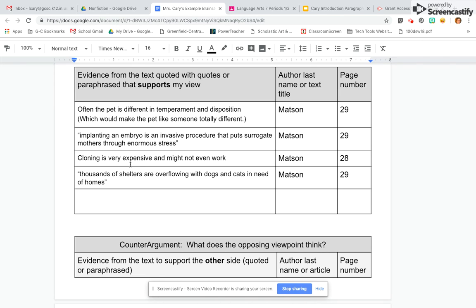If you find more than 4 or even the 5 boxes I gave you that really support your argument, I would encourage you to write those down because as you go to write your paper, you might decide, oh, some of these I don't really like, or some of these I do.